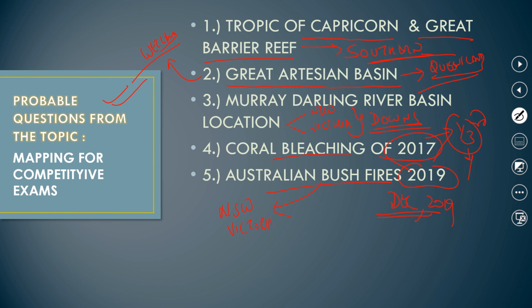The wetter parts of Australia faced the losses. It shows the extent of climate change. It shows the extent of drought in Australia. It was the same region which is known as the Murray-Darling River Basin which faced the Australian bushfires in 2019.